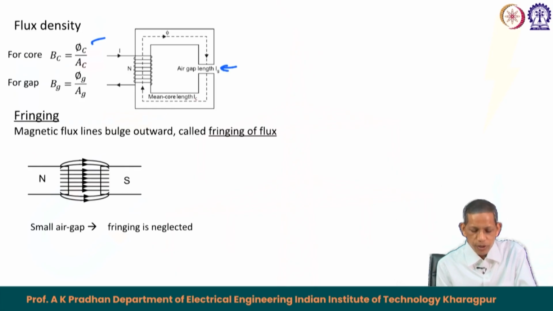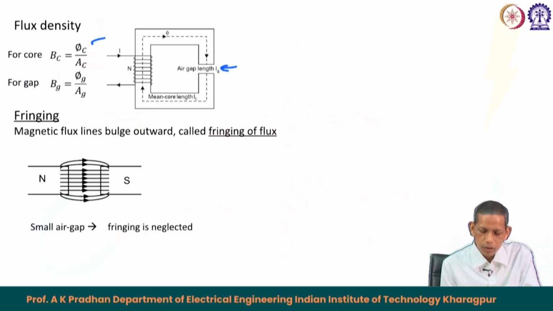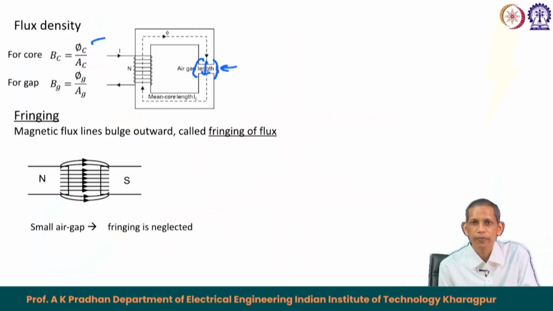There is a term called fringing. What happens is that once the gap is larger, the flux tends to bulge out. It crosses the gap and takes a path like this. So, the area of cross section becomes more in this case, as shown clearly in this diagram. If the gap becomes more, the bulging becomes more and more prominent.